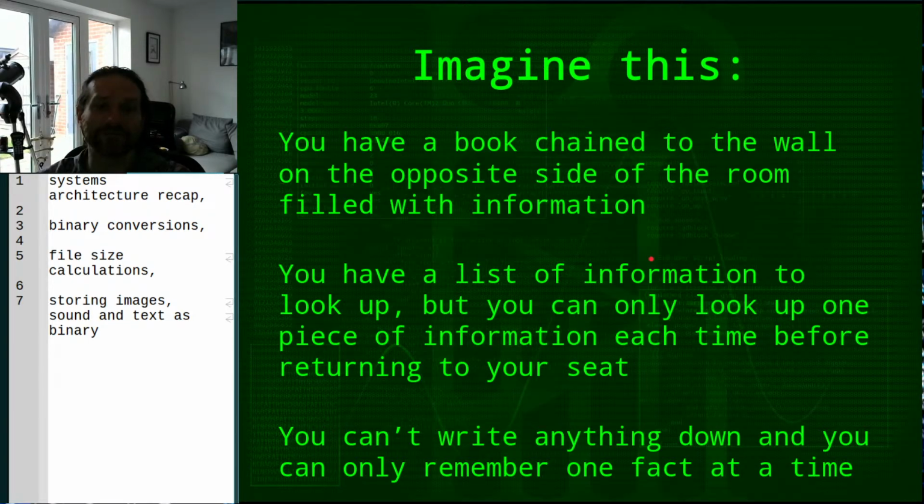It's obviously very slow. Okay? You're getting up, you're going across. This is equivalent to a CPU that does not have any cache. It's going to the main memory store every time. If you imagine that book chained to the wall is like the main memory store, that's your RAM, and you're getting up and you're going and fetching an individual item from RAM every time. It's slow, okay? I mean, it's slow in relative terms. To us as human beings, it's blindingly fast, but to the CPU, it's pretty slow, okay?